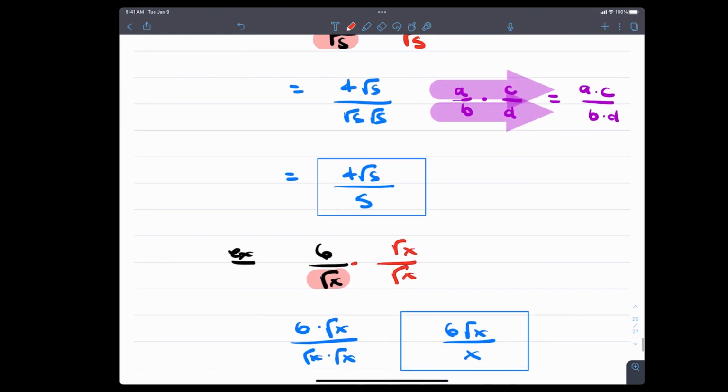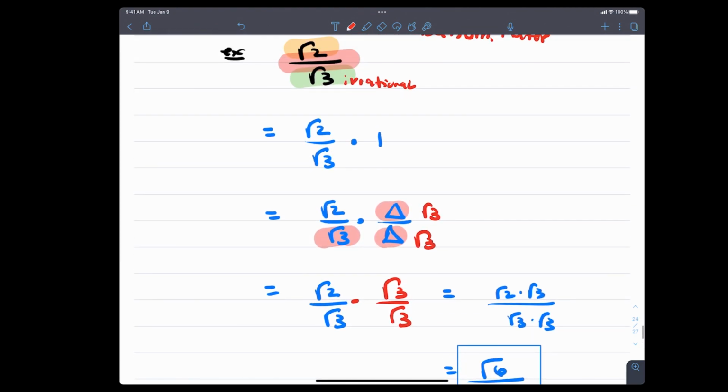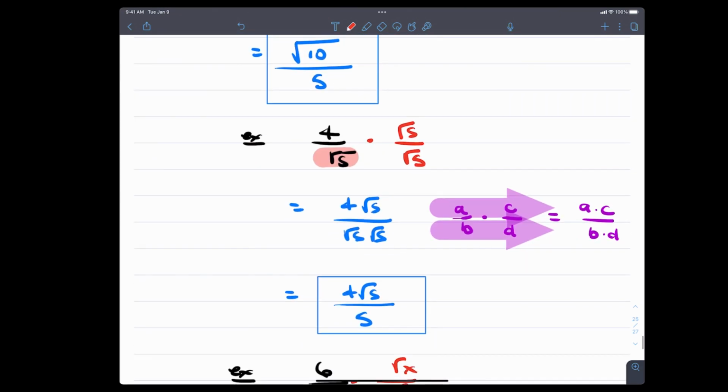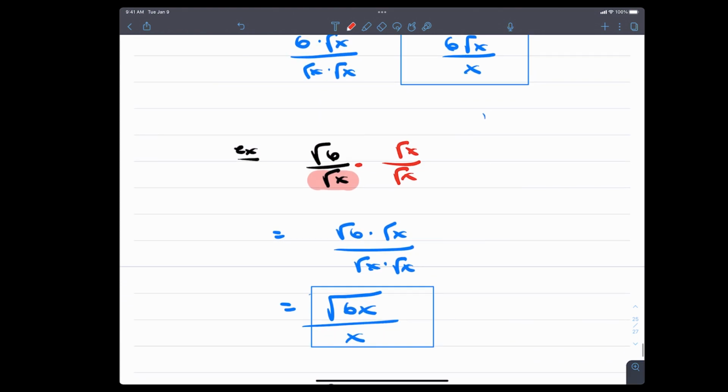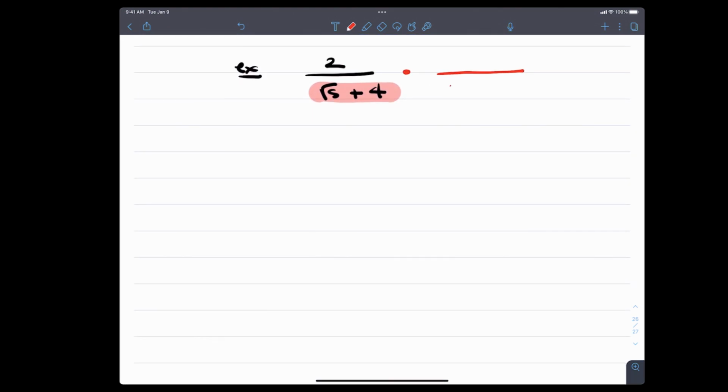All these examples had exactly 1 term, like the square root of x, square root of 5, square root of 3. What do you do now to rationalize? How do I get rid of the square root? If you say to me, I know, I'm going to do what you did before, I'm going to put the square root of 5 plus 4 here, I'm going to say to you, don't put the square root of 5 plus 4. You're close. Put the square root of 5 minus 4. Does anybody know why you do that?